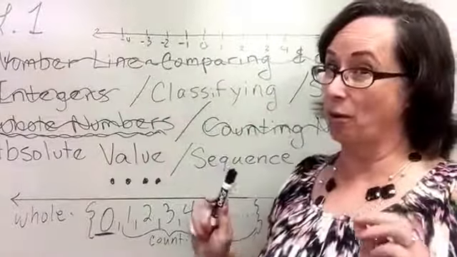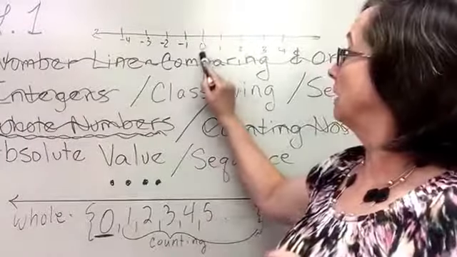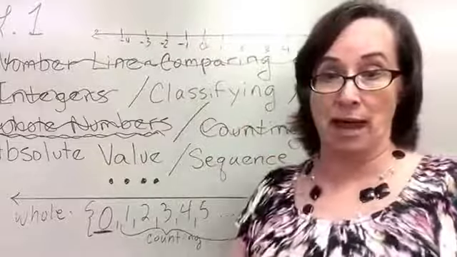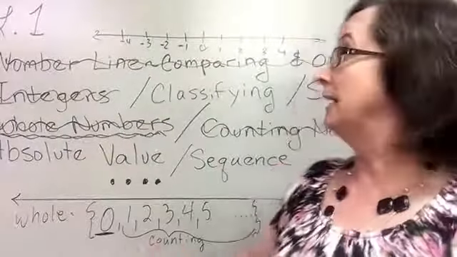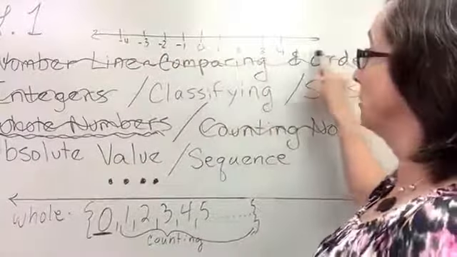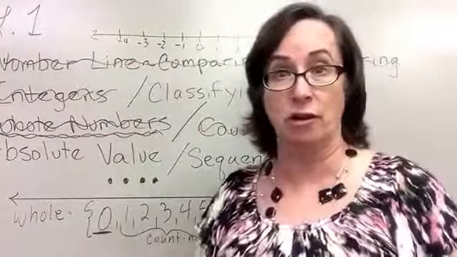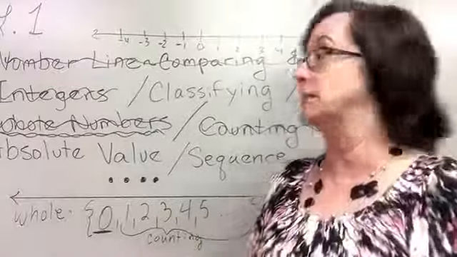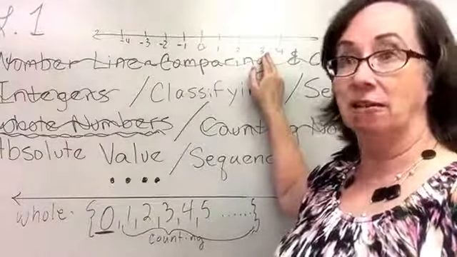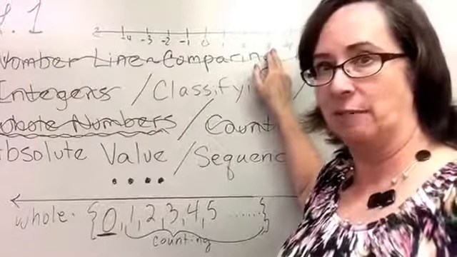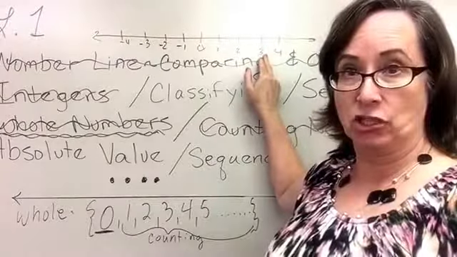3 is also a whole number because the whole numbers are the counting numbers with 0 added. And 3 is also an integer. Isn't it in the integer group of numbers? Remember, integers are whole numbers and their opposites. So 3 can be classified as a whole number and a counting number and an integer.